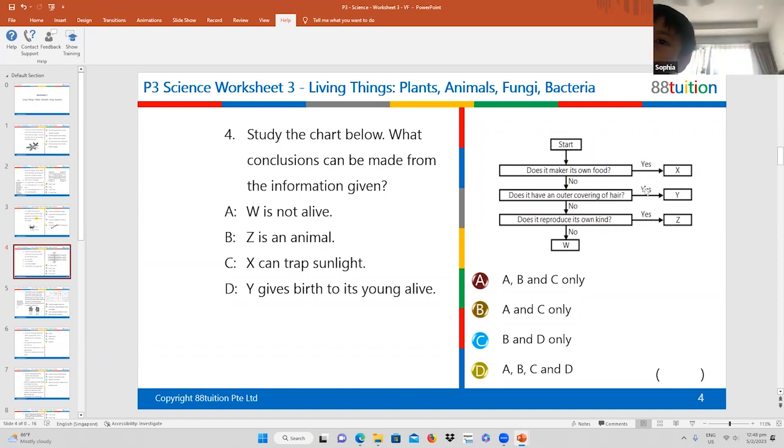It is alive. It is not alive, is it? Okay, it doesn't make its own food, that means it's not a plant. No hair, that means it's not a mammal. Does it reproduce its own kind? It doesn't reproduce, so it's definitely not a living thing. Very good, Haris.